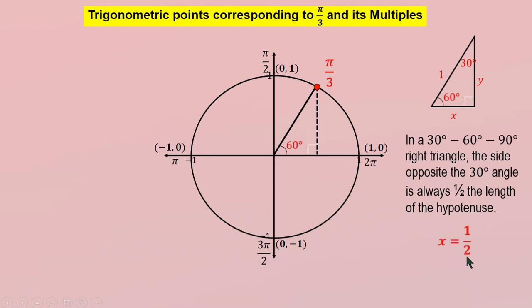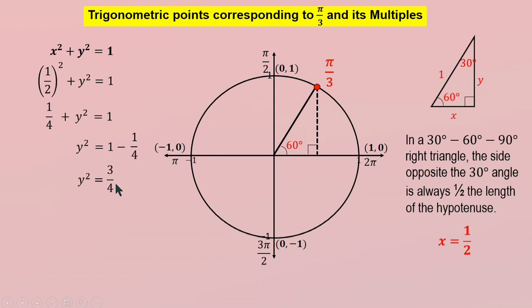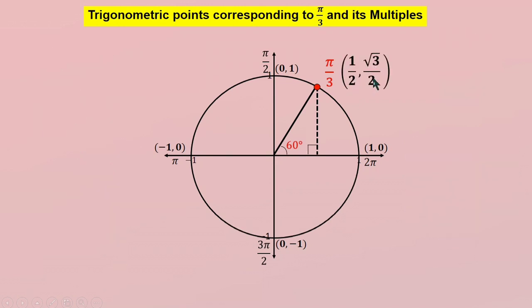To solve for y, we again use the equation of the unit circle and replace x with 1/2 and simplify. 1/2 squared is 1/4. Then, transpose 1/4 to the right side and simplify. 1 minus 1/4 is 3/4. The square root of 3 over 4 is square root of 3 over 2. Thus, y is equal to square root of 3 over 2. So the coordinates of pi over 3 are 1/2 and square root of 3 over 2.